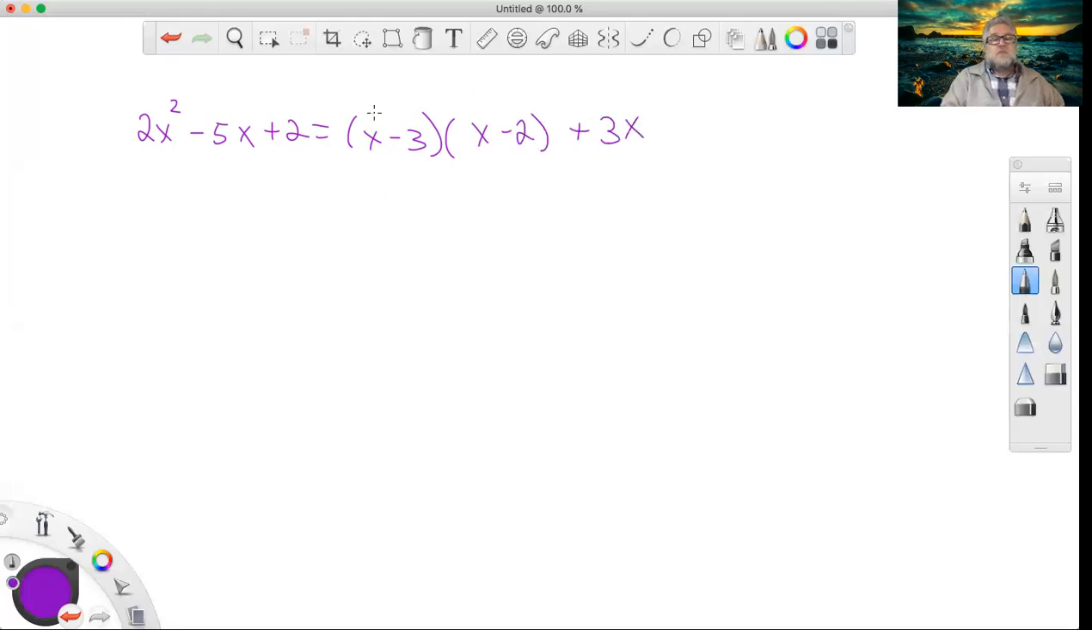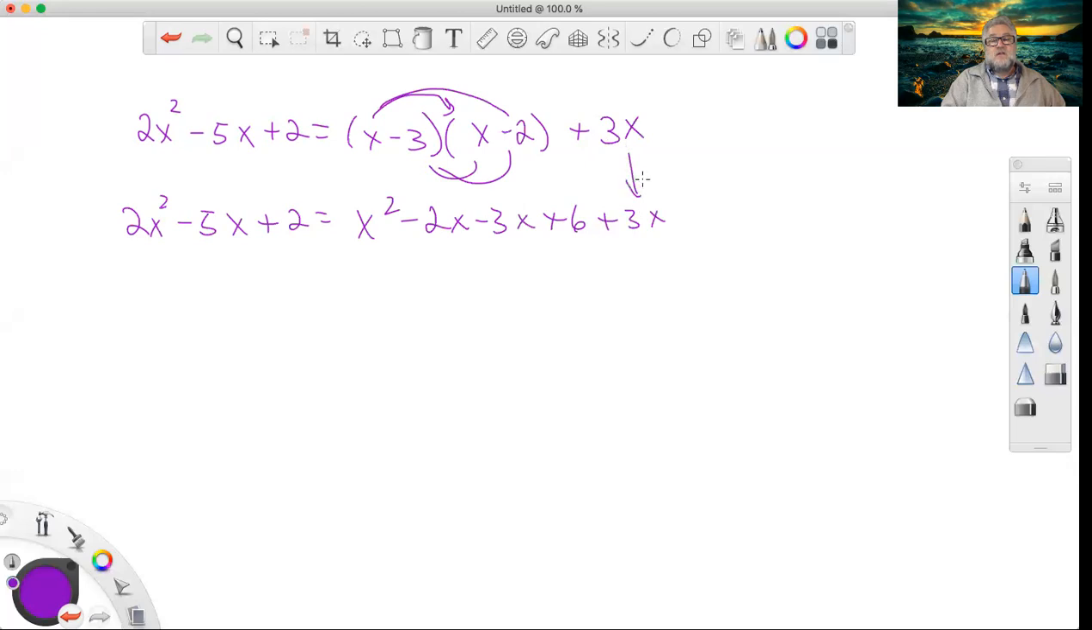Okay, so first thing I'm going to do is FOIL this bad boy out. So 2x squared minus 5x plus 2. That'll give me x squared minus 2x minus 3x plus 6 and then a plus 3x. That guy's kind of there for the ride. Okay, 2x squared minus 5x plus 2. So x squared minus 2 minus 3 minus 5x plus 6 plus 3x.